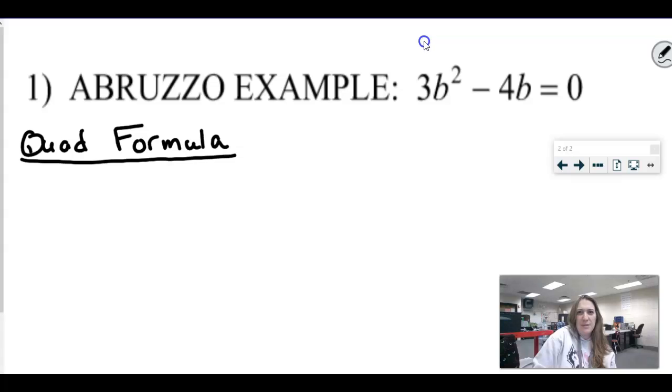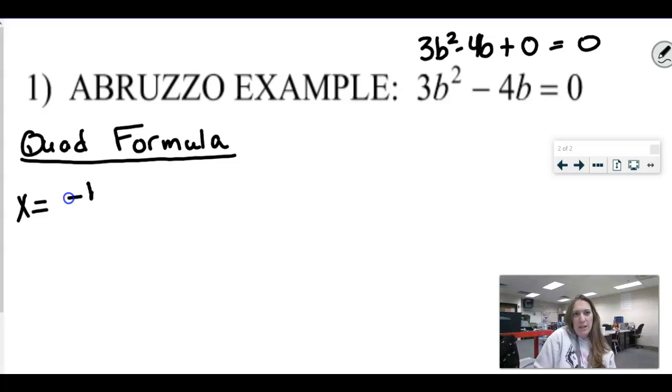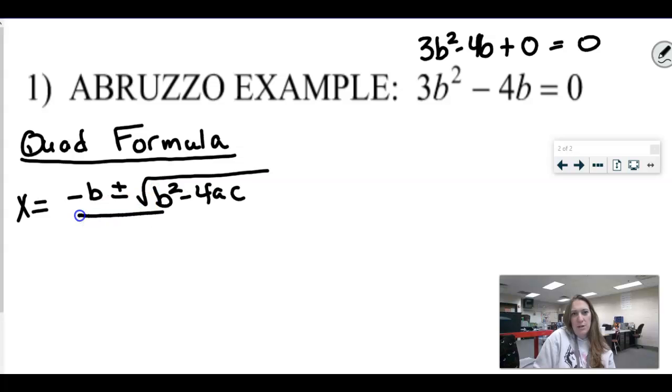So for our quadratic, and this one's a little weird, it's 3b squared minus 4b. There's no constant term equals 0. So when I go to use quadratic formula, which is x equals negative b plus or minus square root of b squared minus 4ac all over 2a.